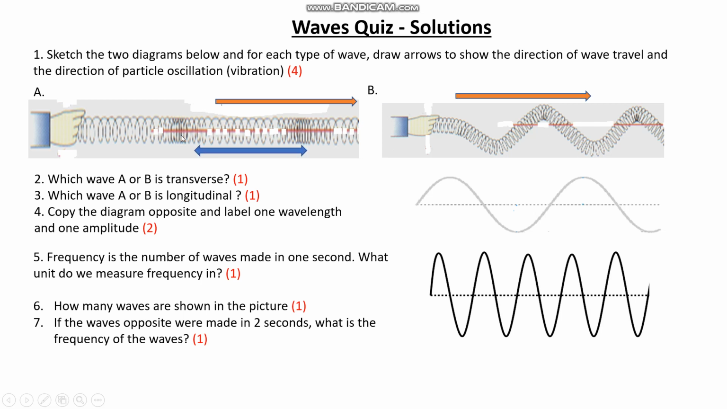In this wave here, particles are vibrating in that direction, parallel to the direction in which the waves are travelling, and in this diagram here, coils are actually moving at right angles to the direction of wave travel. So given that then, which wave, A or B, is transverse? Well, the transverse one is whereby the waves travel at right angles to the direction in which the particles are vibrating. So that would be B.